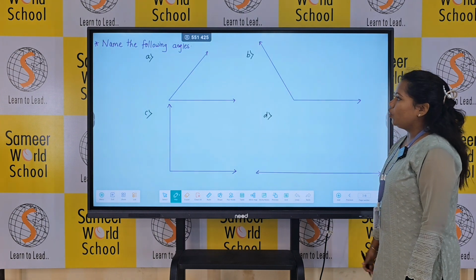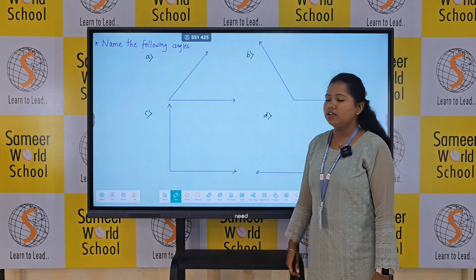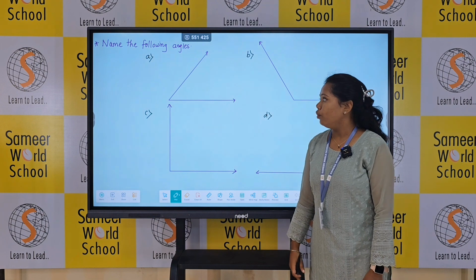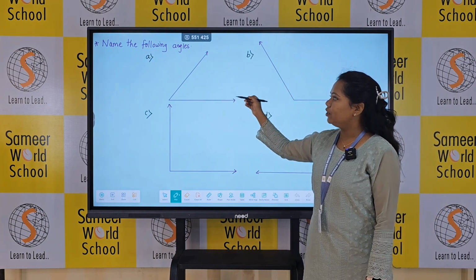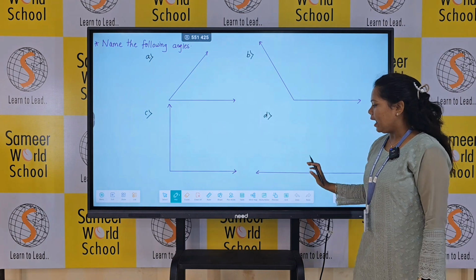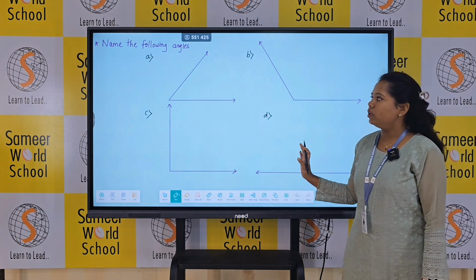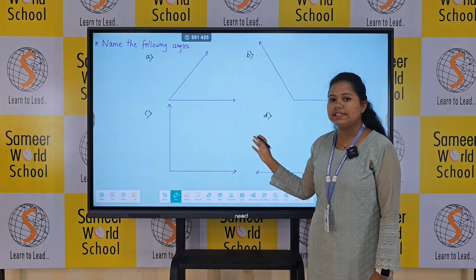Now over here you all have one exercise. Here you all have to check which are the different types of angles, and you have to write down the names of these angles in the comment box.